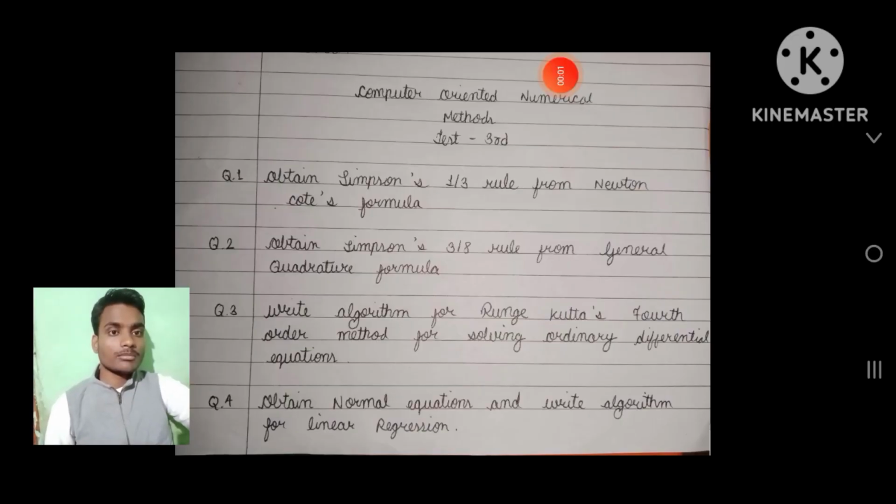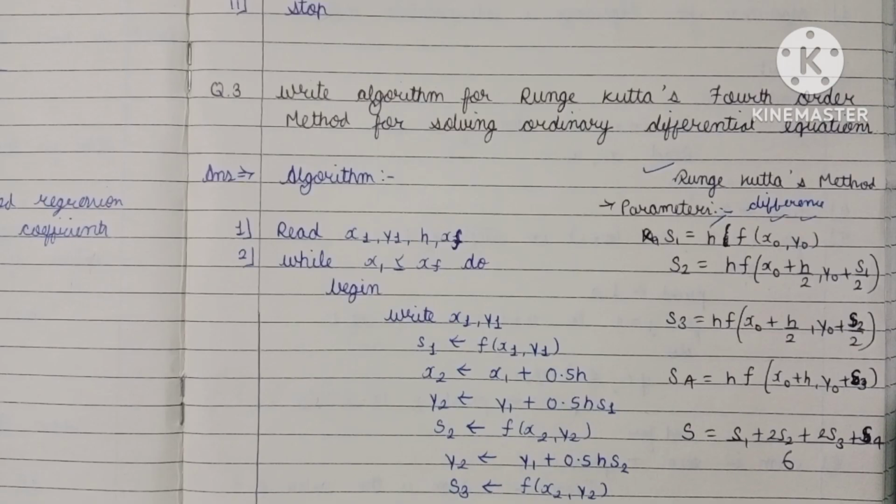So question number three of test three: write an algorithm for Runge-Kutta's fourth order method for solving an ordinary differential equation. So we start with the solution. For the algorithm for Runge-Kutta's fourth order method, first we need to understand what Runge-Kutta's method is.